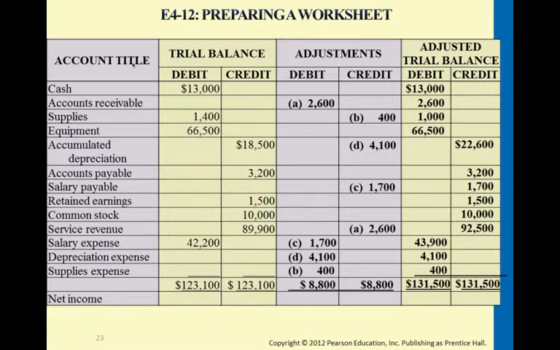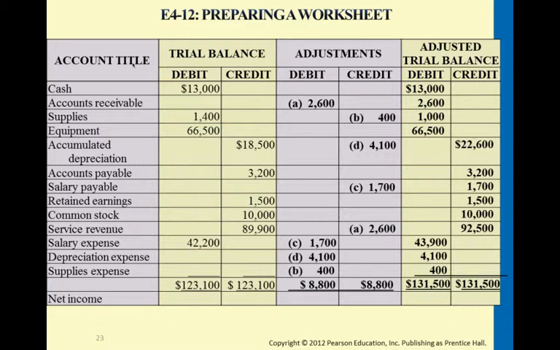Retained earnings, same dollar amount. So retained earnings will not get updated until we do the income statement. Okay, so that retained earnings there, $1,500, is not an up-to-date account. All the others are. Retained earnings is an exception here that still has the old balance because we haven't done the income statement yet. Okay. Common stock, the same amount. Service revenue, we add additional $2,600. Salary expense, we add an additional $1,700. Okay, depreciation, supplies, same as adjusted amount.